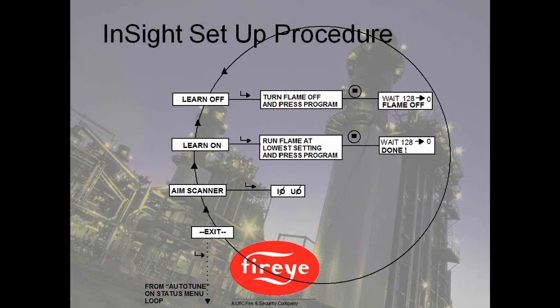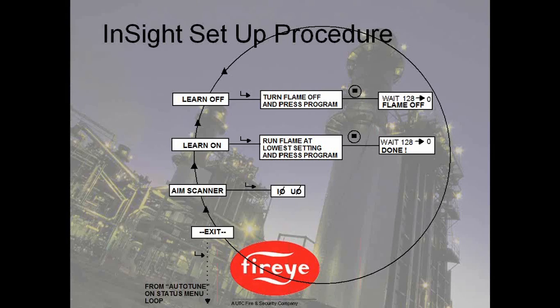Once you do that, the swivel would be tightened down, and we would do what's called a learn-on procedure. In a learn-on, we have our target flame running at low fire, and we have the adjacent flames turned off. 128 seconds later, after we push the magic program button, it has learned the characteristics of that flame, again, based pretty much on the slope, the amplitude, and the flicker frequencies. At that point, we turn the target flame off.